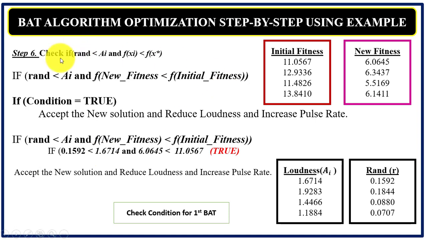Now step 6 is we will check whether the random number is less than the loudness and whether the new fitness value that we computed is less than the initial fitness value. If these two conditions are true, then we will accept the new solution, reduce loudness, and increase pulse rate.